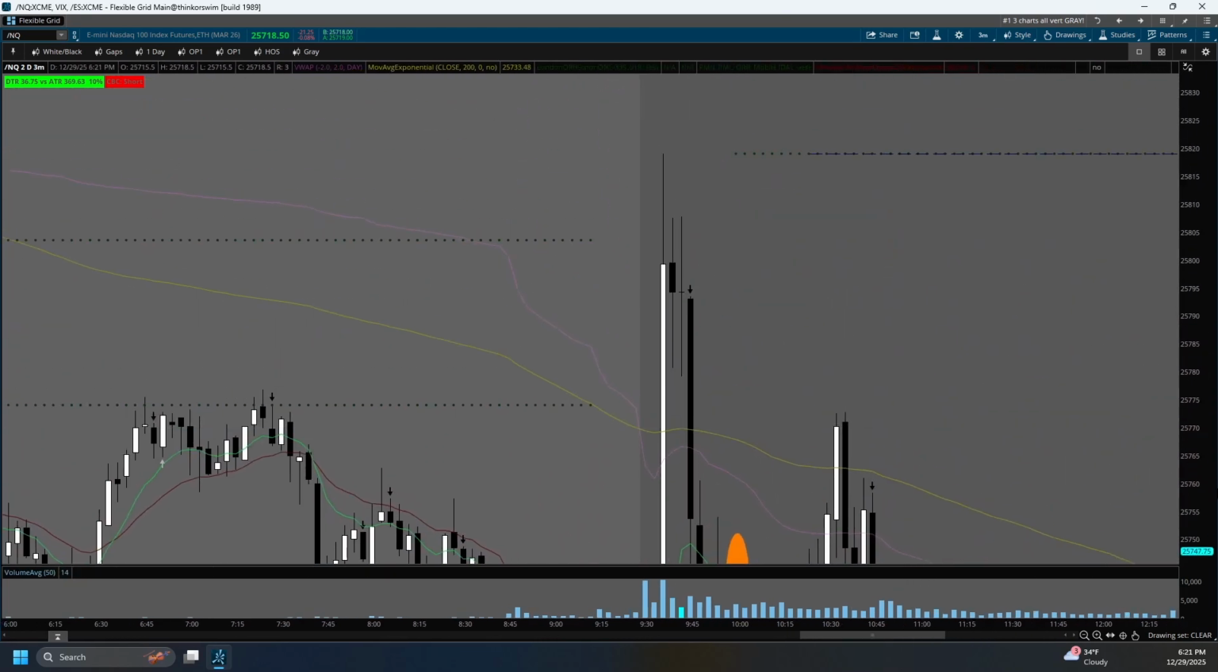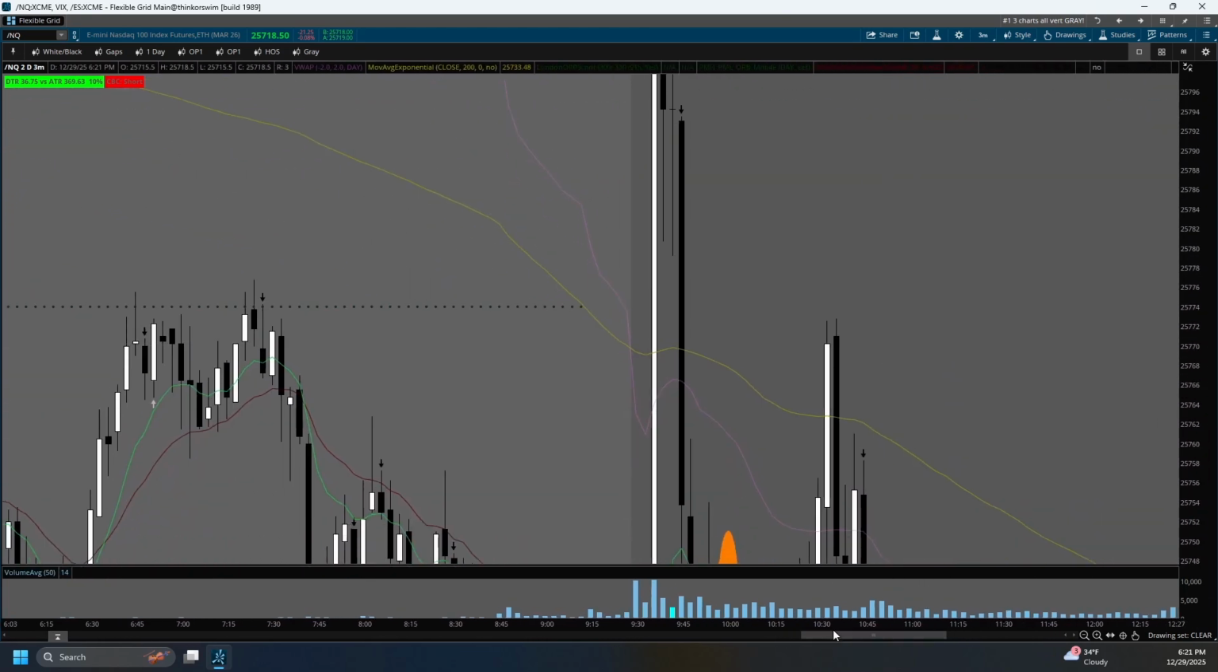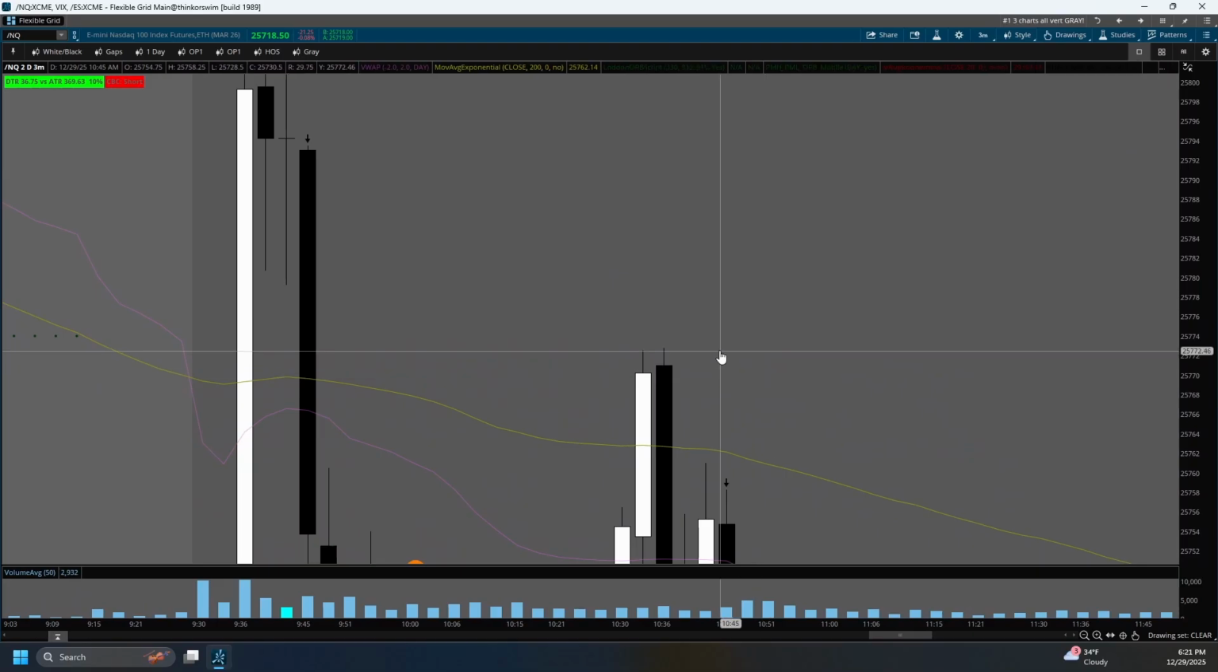Order of operations here. Very hard to see, but I'm going to zoom way in. What happened first? We broke that candle's high. We broke over the high. What did we do? We knifed.